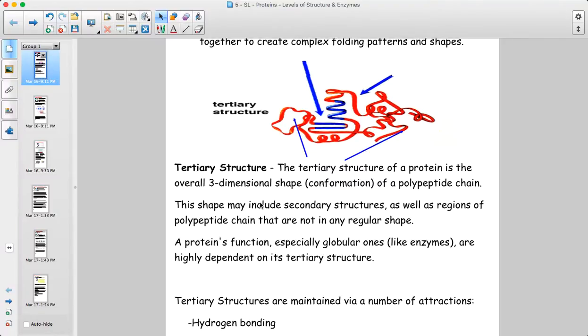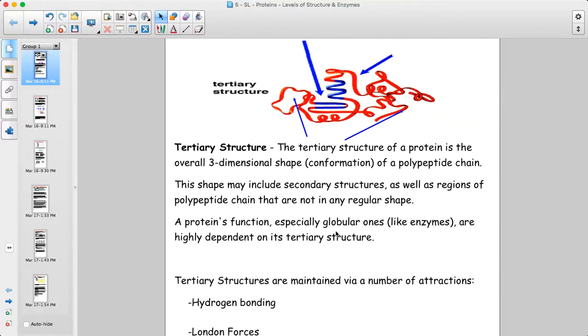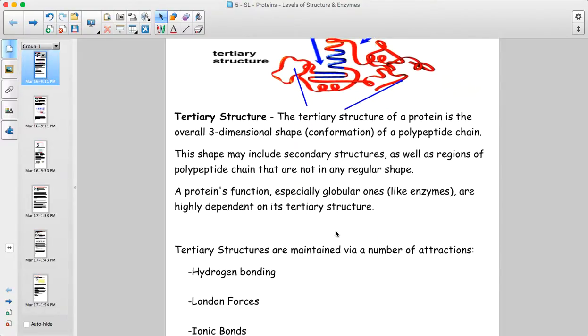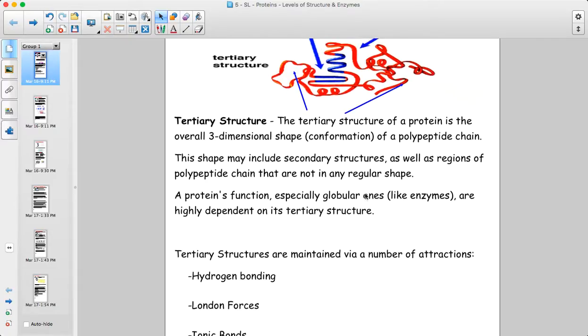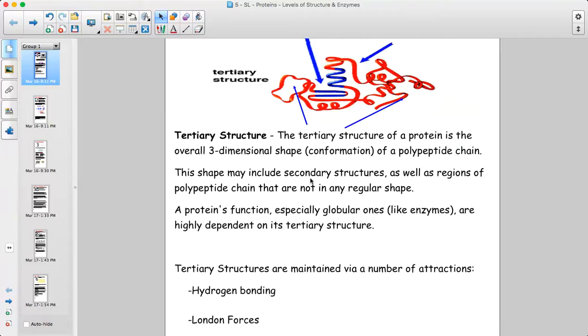This shape includes, or may include, what we call secondary structures, which I've skipped over and I'll get to next, because I think tertiary structure is a bit easier to understand. The protein's function, especially globular proteins, which we'll talk about in a subsequent video, things like enzymes, is incredibly dependent on its overall tertiary structure, its shape.